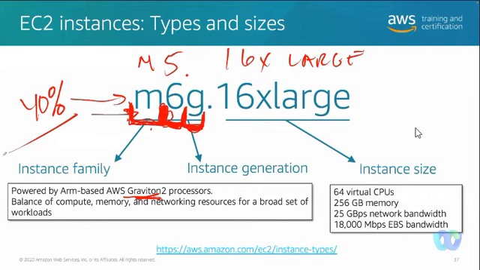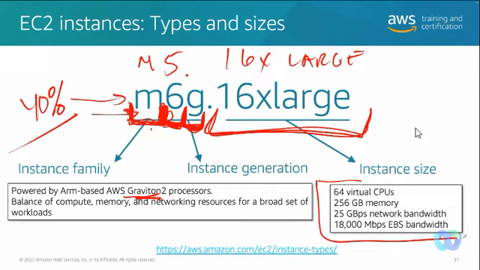Then, you've got the size. So in this case here, 16x large. So instance types can range from different sizes. So it could start with nano, micro, small, medium, large, extra large, 2x large, 4x large, 8x large, 16x large, and so on and so forth. Can even go, I think, up to 64x large, if not more than that. This will dictate the amount of resources that machine has.